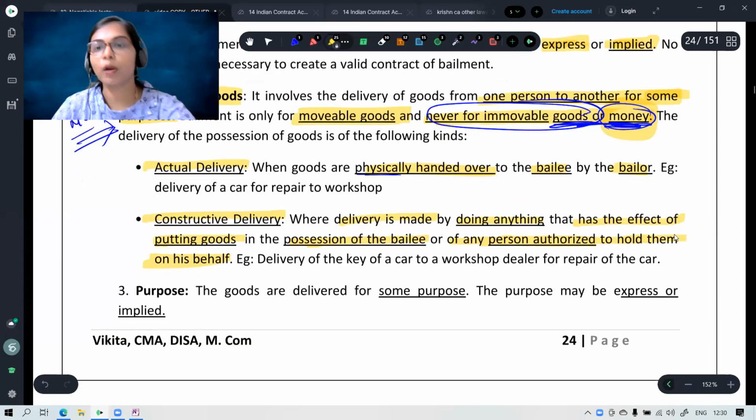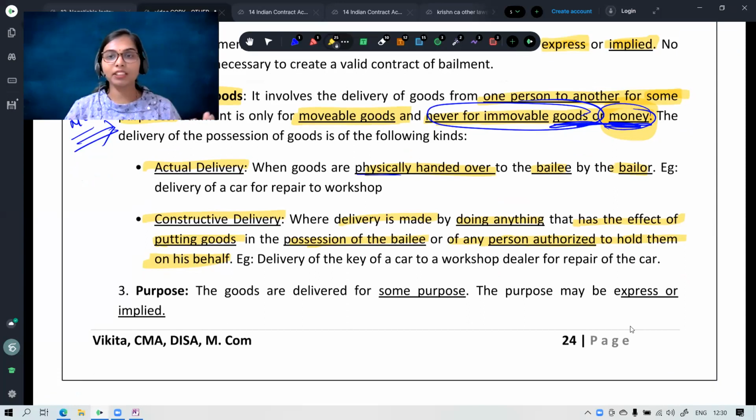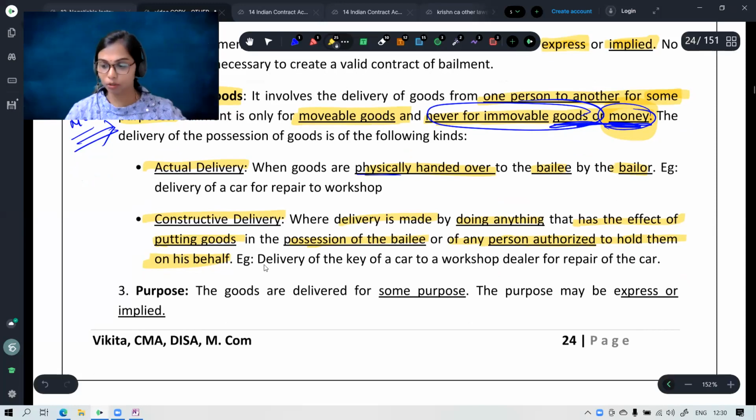So actual delivery is what? Delivering the car to the workshop for repair. And constructive delivery is what? Delivering the key of the car to the workshop dealer for repair of the car. You see, it is a small difference only. This one is delivering the car, here delivering the key of the car. Okay, so next is purpose.